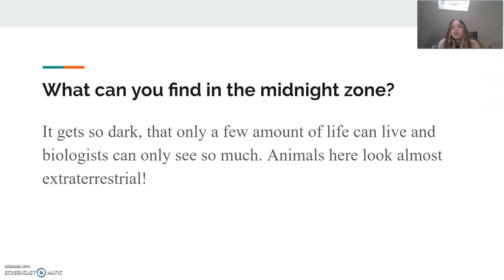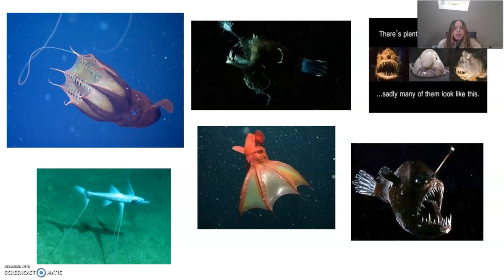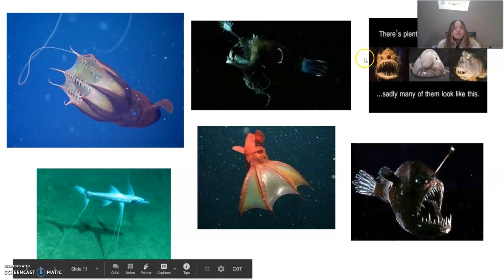So what can you find in the midnight zone? So the midnight zone is so dark that very few types of life can live in this zone. And due to the darkness and also the pressure from the ocean, biologists are also limited on what they can find. Animals here look almost extraterrestrial. Here are some examples of animals that live in this midnight zone. These two right here are anglerfish, which use bioluminescence, and then these fish as well live in this zone and most likely use bioluminescence.